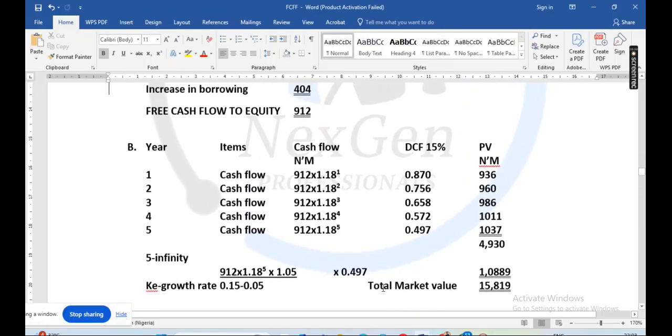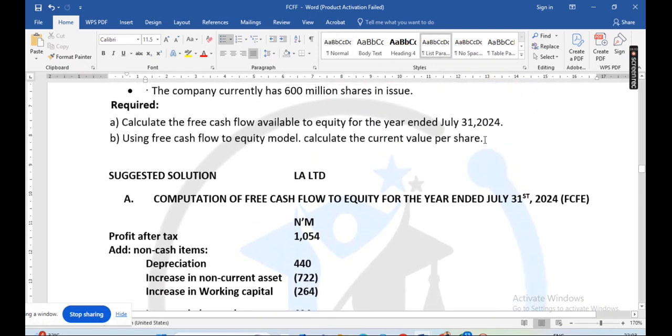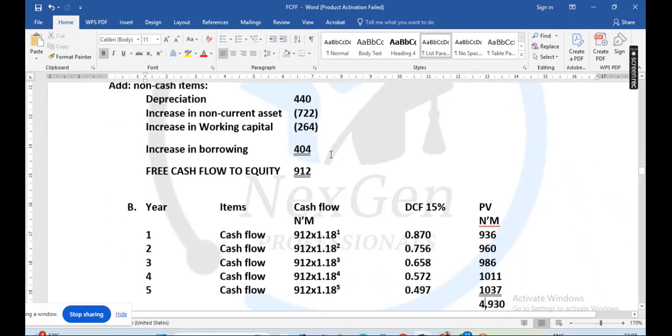Let me go back. Before, wait. You want to determine the current value. Current value means the present value, the market value of the company shares. How will you determine the market value of the company shares? You already got the free cash flow to equity. This is not discounted. What will be the value, the present value, the market value of it?